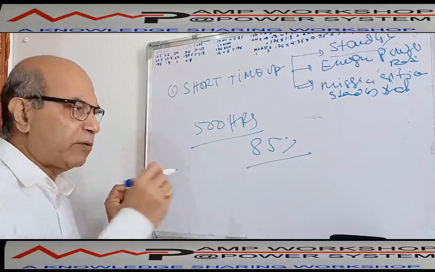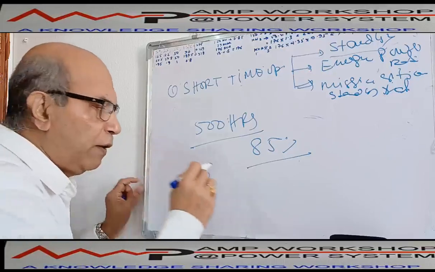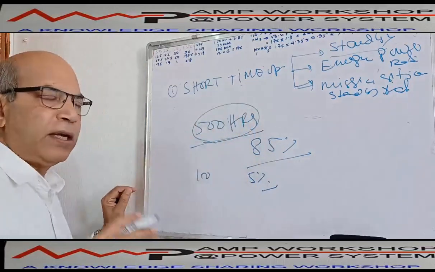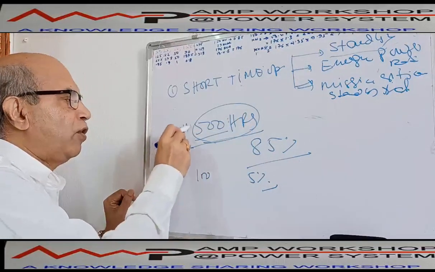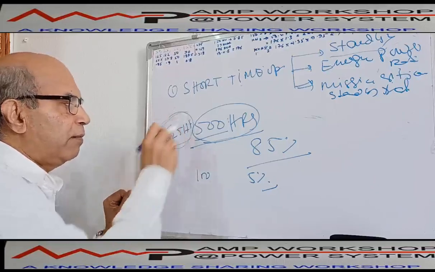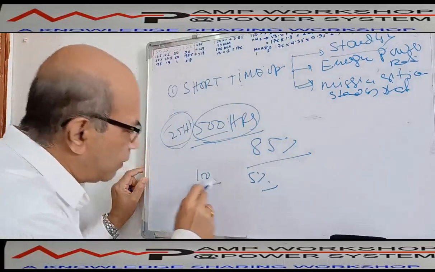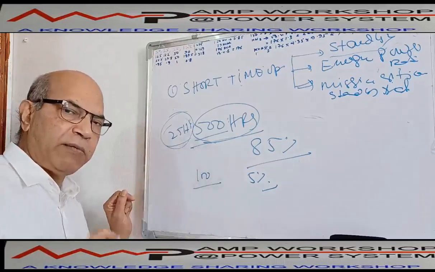At the nameplate rating, suppose a 100 kilowatt generator, it can run at 100 kilowatt only 5% of its operation time. So if it is 500 hours in a year, 5% means how much? 25 hours. It is advisable to run at maximum nameplate rating only 5% of the total operation time.